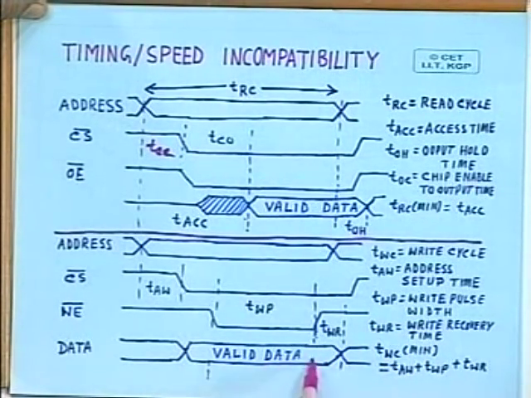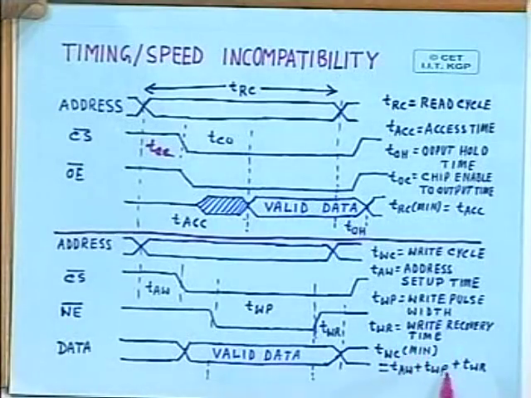And after the valid data is available, you must provide some write recovery time before you can start another cycle. That's why, based on this, the minimum write cycle should be TAW plus TWP plus TWR. By adding these three times, this will decide the minimum time that is required for reading from the memory devices.